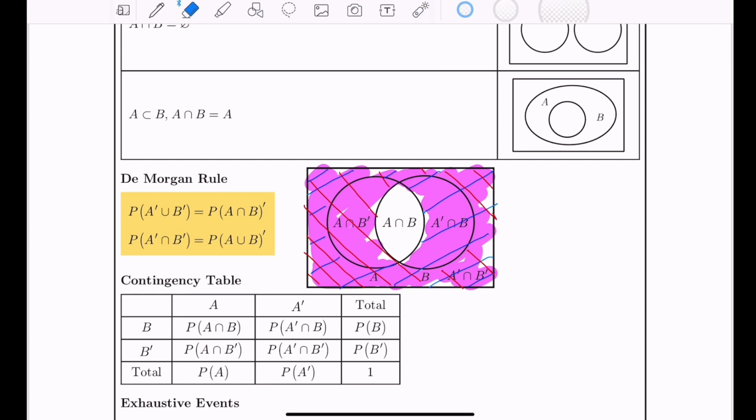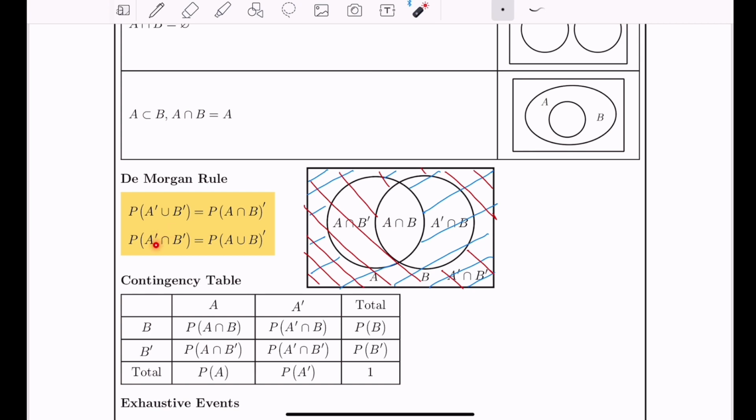So we try to do the same for P of A prime intersect B prime. We shade the events involved, which are A prime and B prime. Event A prime is not A, and I shade it using the blue pen. Event B prime is not event B, everything that is not B, and I shade it using the red pen.